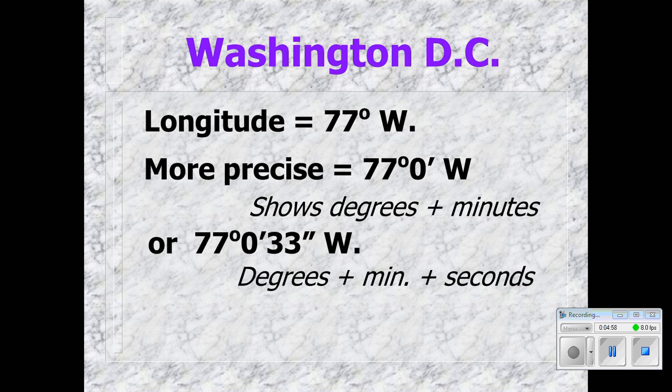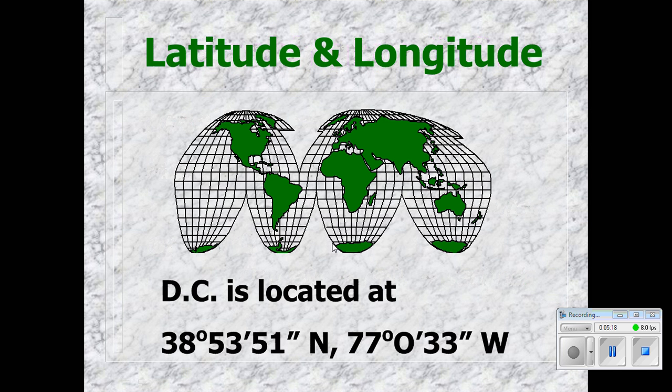And again, if we want to get more precise, 77 degrees and 0 minutes west, because we're in the Western Hemisphere. Or if we want to get even more precise, we've got 77 degrees, 0 minutes, and 33 seconds west. So DC's actual location, 33 degrees, 51 minutes, 51 seconds north, 77 degrees, 0 minutes, 33 seconds west.